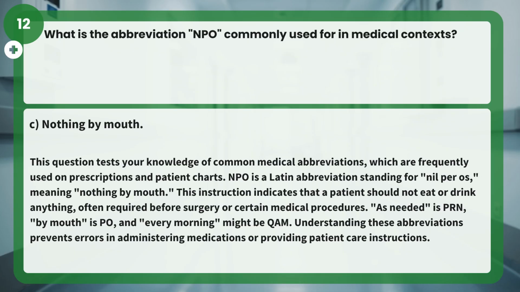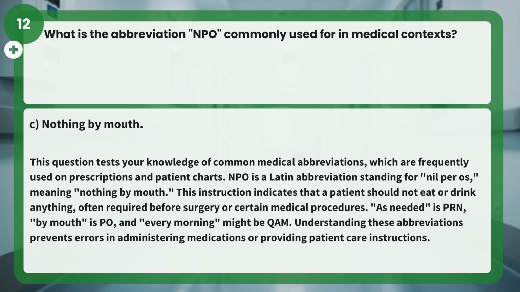Answer C. Nothing by mouth. This question tests your knowledge of common medical abbreviations, which are frequently used on prescriptions and patient charts. NPO is a Latin abbreviation standing for nil per os, meaning nothing by mouth. This instruction indicates that a patient should not eat or drink anything, often required before surgery or certain medical procedures.